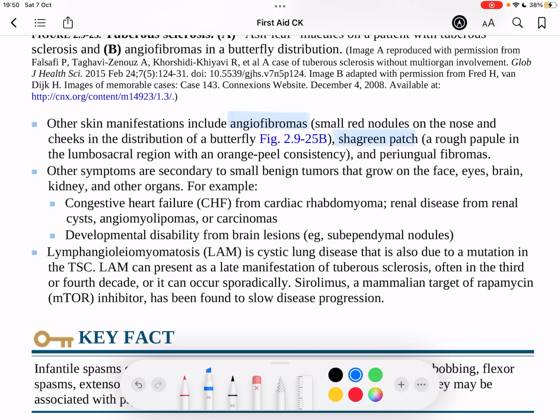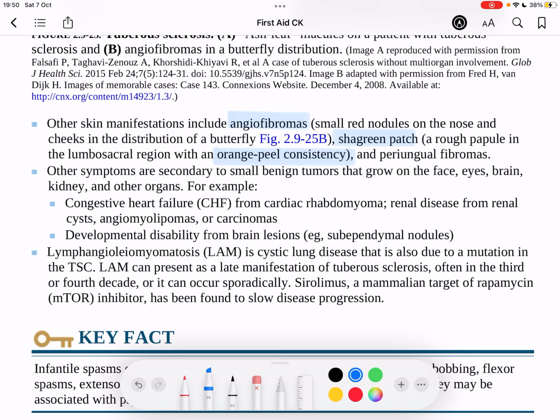We also have the so-called Shagreen patches. These are rough patches, usually seen in the lumbosacral region, and the reason why these can be differentiated from an ash leaf spot is because they are rough to touch and they have an orange peel consistency. So they're usually textured, whereas an ash leaf is not.